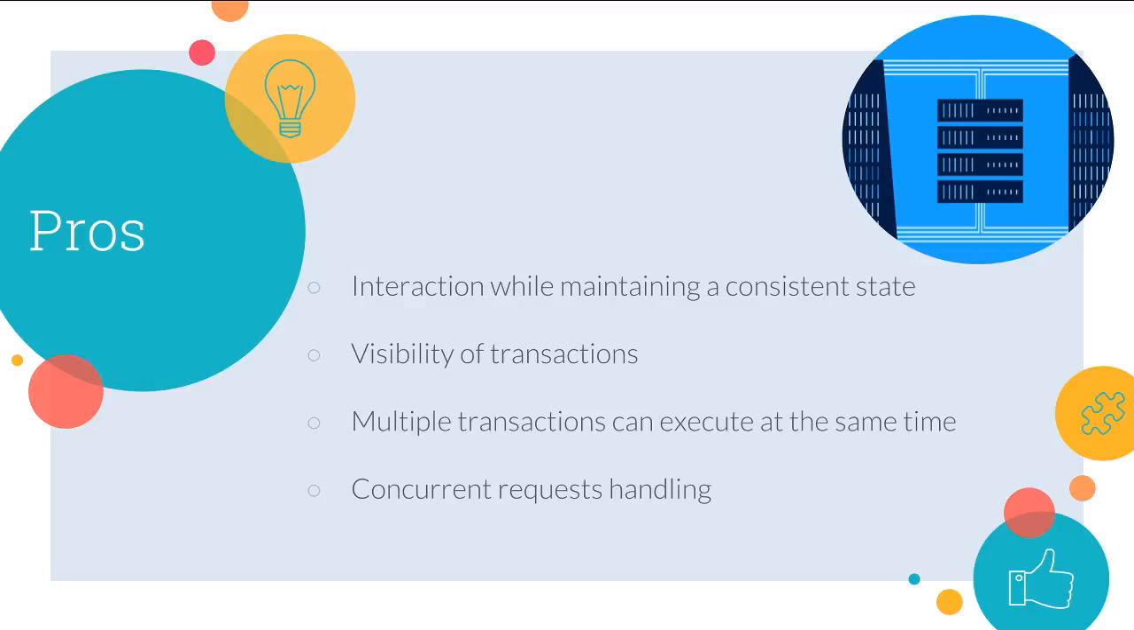All of the transactions that have completed prior to your query execution are visible to your query. Those transactions that are in process will not be visible to your query, so there is no need to worry about what state to query if there are multiple transactions executing within the database at the same time. This allows your database to handle concurrent requests while maintaining a consistent state between each request.